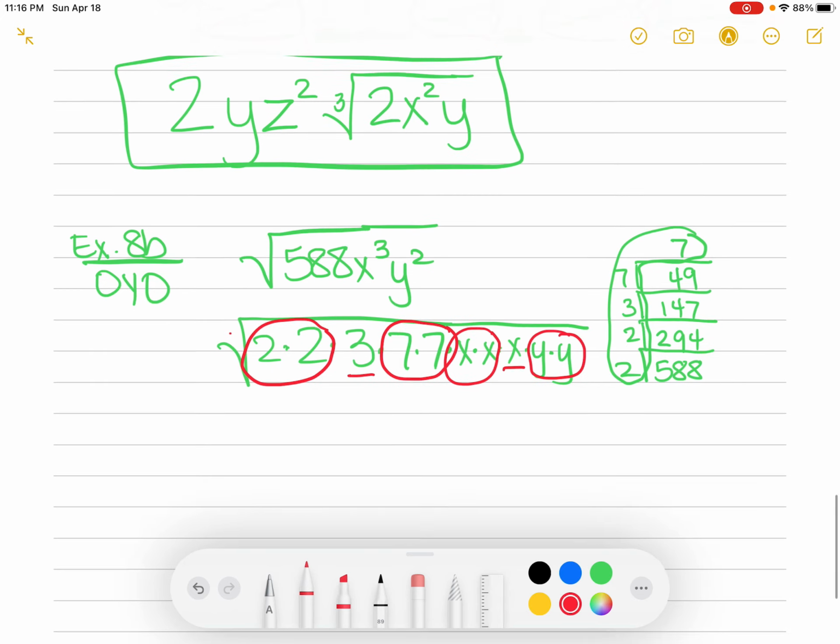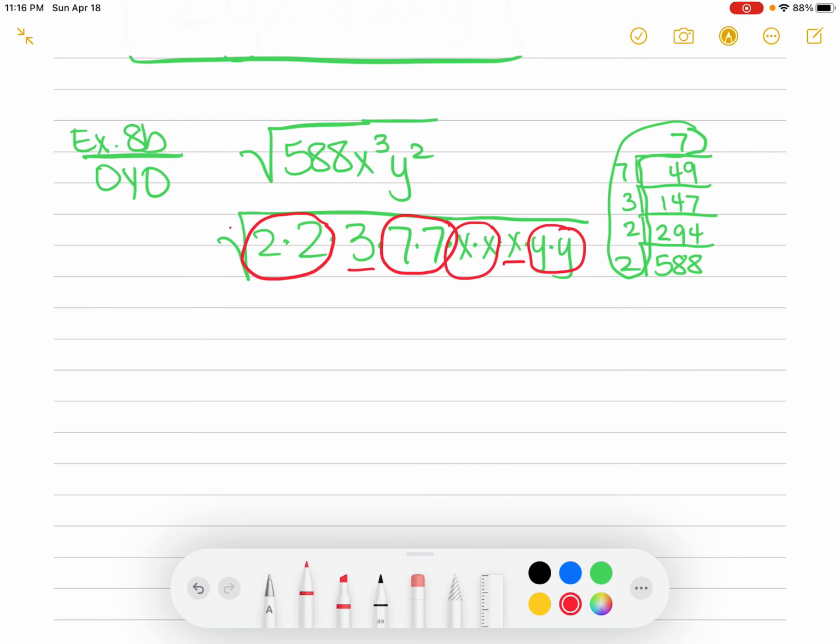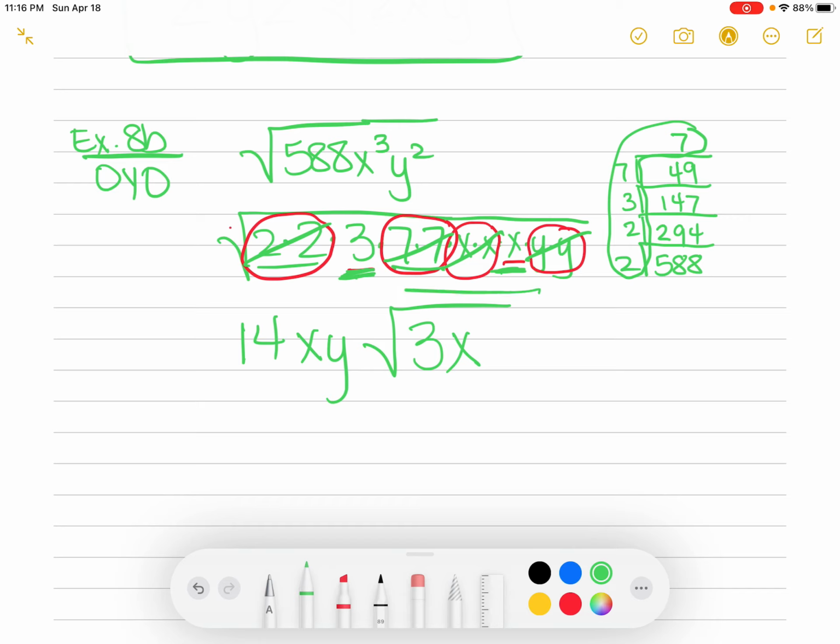So on the outside of your square root, you should have had 14 because 2 times 7, right? So we did those 2. And then you should have had an x and a y. So we did these 2. And then inside the square root, you should have a 3 and an x because that's what I had underlined right here and here. And that should have been your answer.